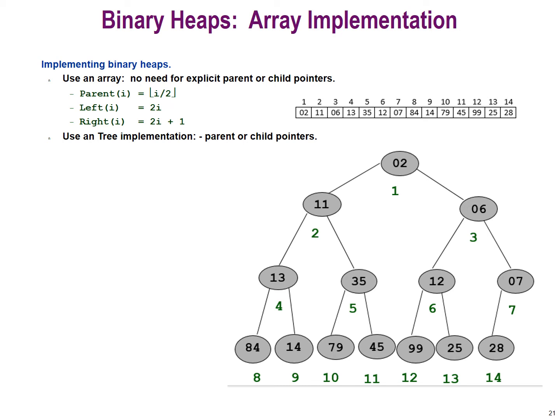Now suppose for the 11th node, there are two children, 13 and 35. Where do they have to be stored? 2 into 2 is 4, so it will be stored in the fourth position, and 2 into 2 plus 1 is 4 plus 1, 5, so it will be stored in the fifth position. You can see it is stored in this fashion. So the parent node will be stored in the ith position, the left child of the parent will be stored in 2 into i, and the right child will be stored in 2 into i plus 1.